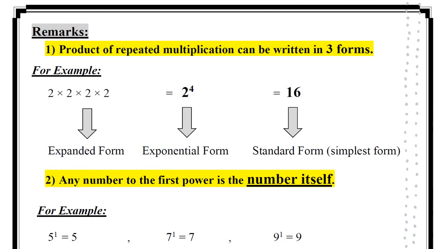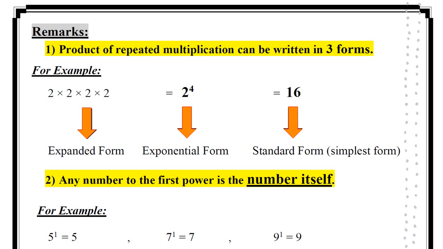Remarks. Product of repeated multiplication can be written in 3 forms. 2 times 2 times 2 times 2, it's called the expanded form. 2 is repeated 4 times, so it's equal to 2 to the power of 4, and this is called the exponential form. 2 to the power 4 equals 16, and this is called the standard form or simplest form.